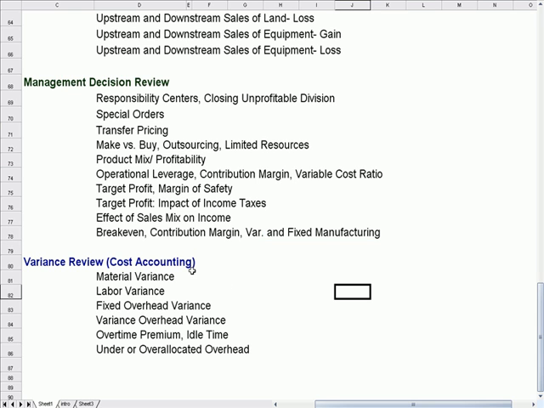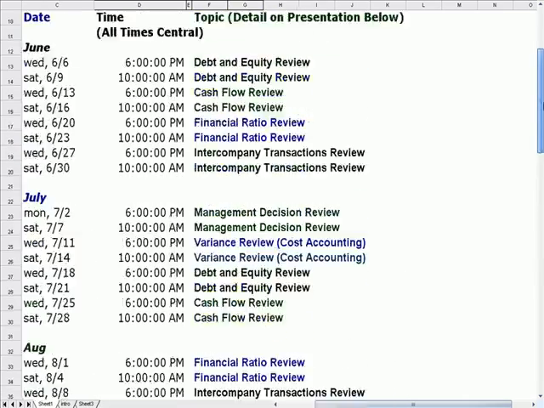And finally on variances, material and labor variances, which are very similar. Fixed overhead and variable overhead variance. I think fixed overhead variance is probably the one people have the most difficulty with. How does overtime premium and idle time fit in? And what if, after all my variances, I have under or over allocated overhead? How do I handle that? So those are the details on the seminars we're going to present.